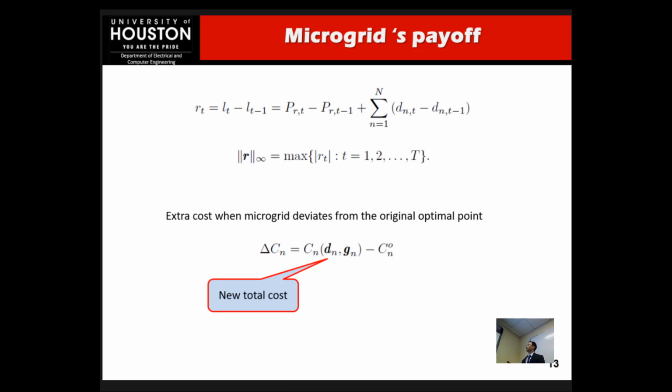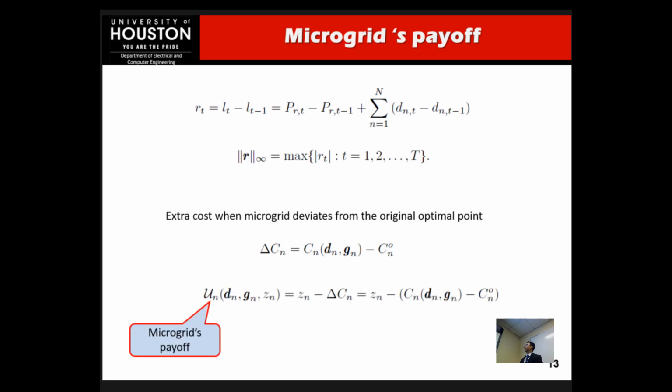But in return, the microgrid will receive reimbursement from the system. Then we can calculate its payoff here. G_N is the reimbursement from the system, and this is the extra cost. So we can calculate the microgrid payoff by this equation.